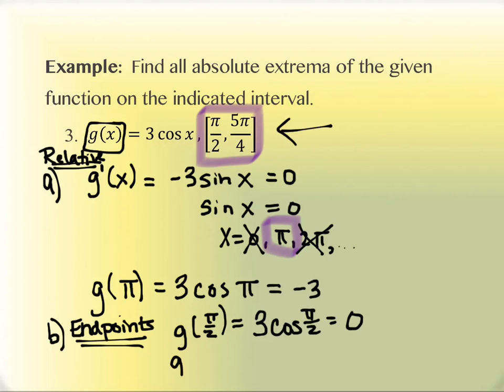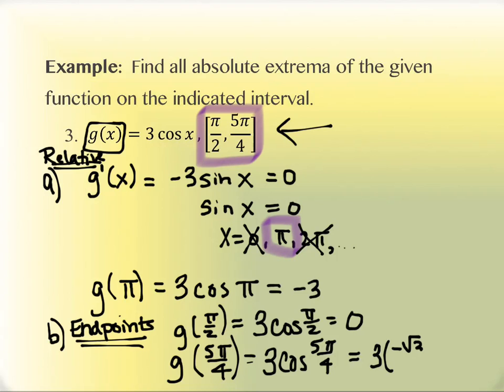And then the other point that I need to test is g of 5 pi over 4. So we need 3 cosine of 5 pi over 4. Anybody remember what the cosine of 5 pi over 4 is? It's going to be root 2 over 2, and you have to decide is it going to be positive or negative. It's negative because cosine values are negative in quadrant 2. So the 3 is already there, and then I have negative square root 2 over 2. So this is negative 3 square root 2 over 2.